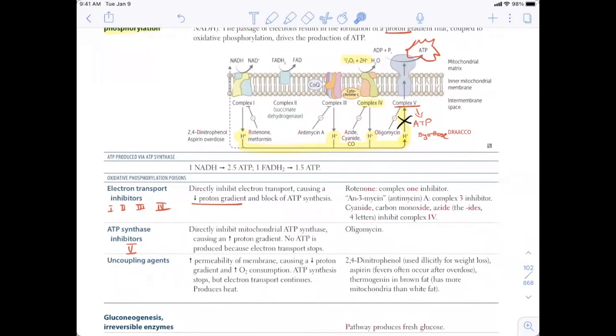So how do you uncouple? What uncoupling agents do is they increase the permeability of the membrane, and it makes the membrane leaky. And when the membrane is leaky, all the protons you're building in here start leaking outwards. They start going back towards the mitochondrial matrix.